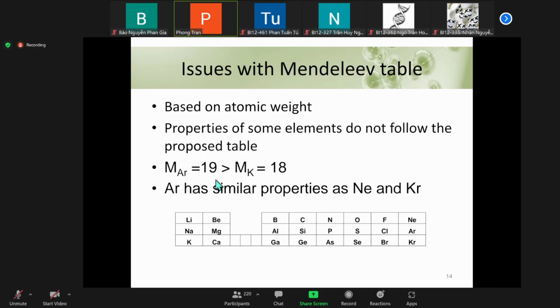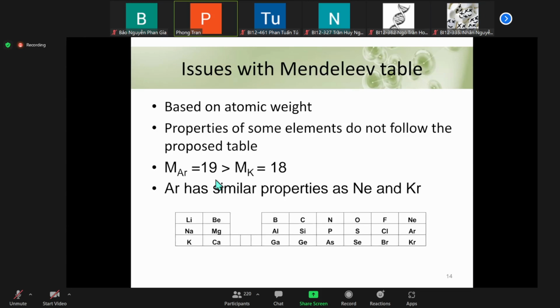So it says that if you put them in increasing order of mass, this position should be potassium, and then this position should be argon, because you put the mass increasing by this guy. Okay, because potassium has smaller mass than argon, normally you should put potassium here and argon here. However, you see that potassium has chemical and physical properties similar to sodium and lithium, but not like krypton and neon. And you see also that argon has the same noble property, inert character, like those two elements.